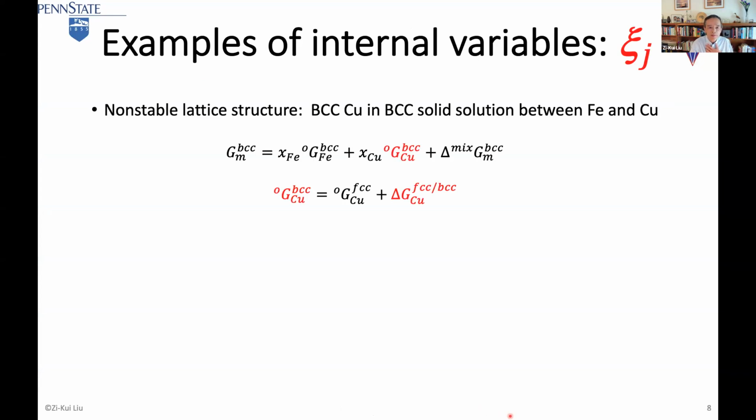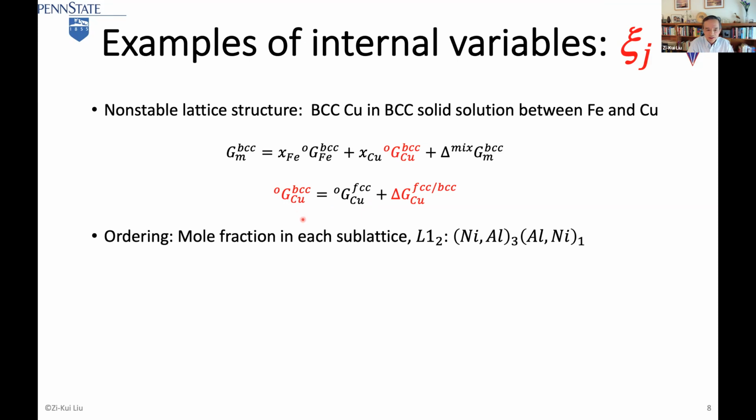For example, why is there a non-stable lattice structure, BCC copper? We know copper is FCC. However, BCC copper doesn't form by itself, but you can form BCC copper in an iron matrix. In that case, we need the BCC copper energy, but we really cannot measure it, though we can calculate it with DFT. Then you can talk about the difference between the stable and the non-stable one. In this case it's actually unstable, but you make it stable by strain, because this is one type of internal variable. Another one is ordering.